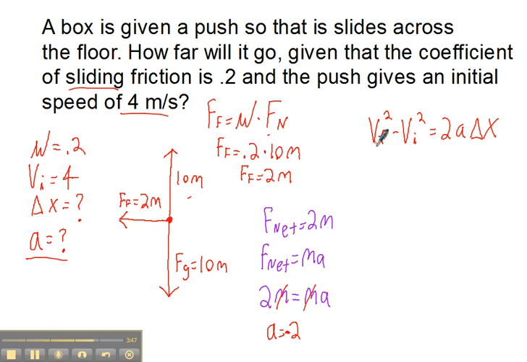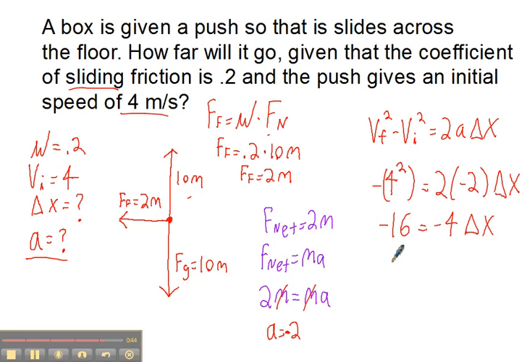All right, final velocity is going to be 0 because it comes to a stop. So we get minus initial velocity squared, so that's the opposite of 4 squared, equals 2 times minus 2 times delta x. And we're looking for this. So minus 16. Remember, this minus belongs to all that junk, so don't let the square take away your minus sign. Equals minus 4 delta x. Math is easy from here. The box slides 4 meters before coming to a stop.